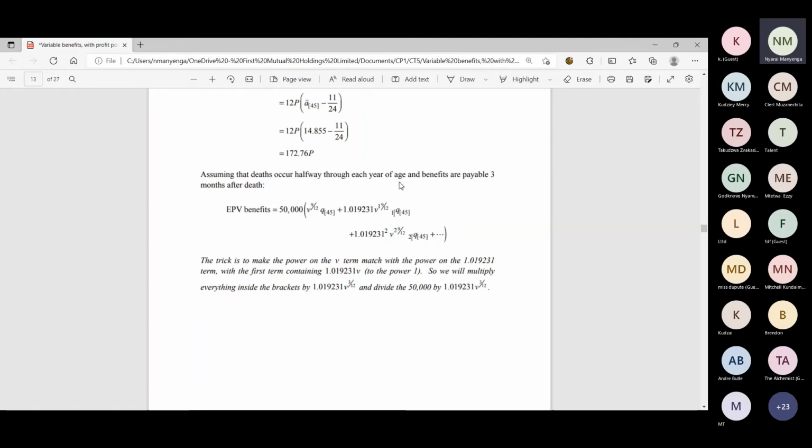Since we have to assume that deaths occur halfway through each year of age, and also that the benefits are payable 3 months after death, we need to write an equation of value for these benefits. We take out the constant 50,000, and then put in the values. We add another 3 months, because we are assuming death occurs halfway through each year of age. Here it would have been v to the power 0.5, but we're adding another 3 months on top. That's why it's 9 over 12. And the probability of the person dying within the first year for a select life aged 45.